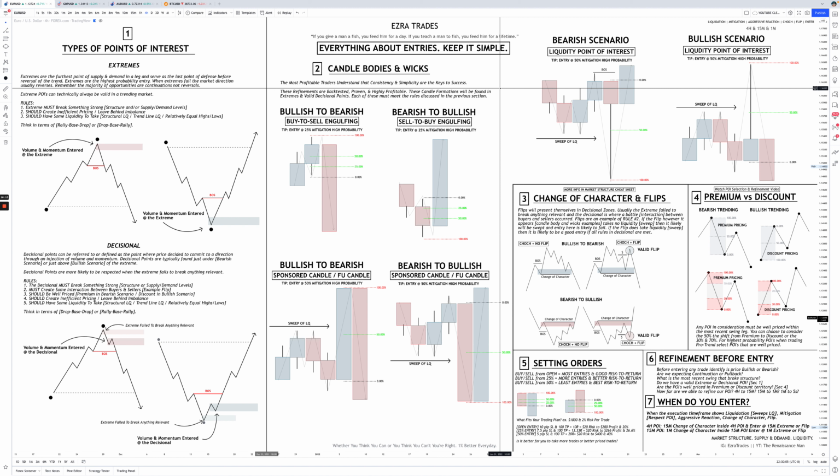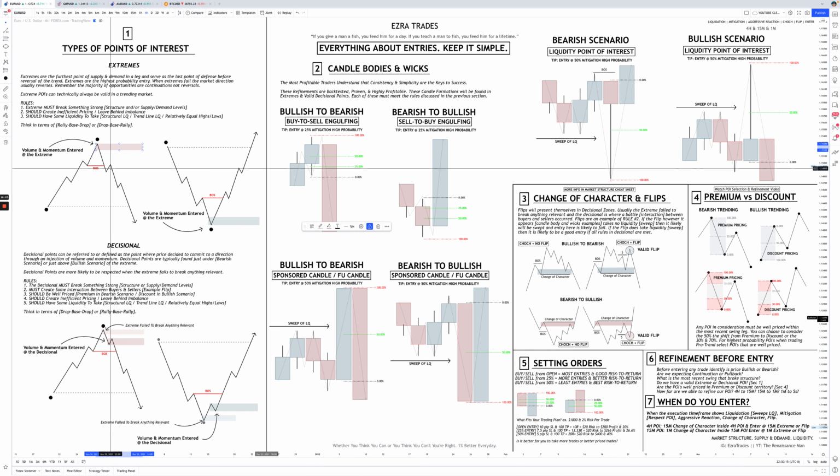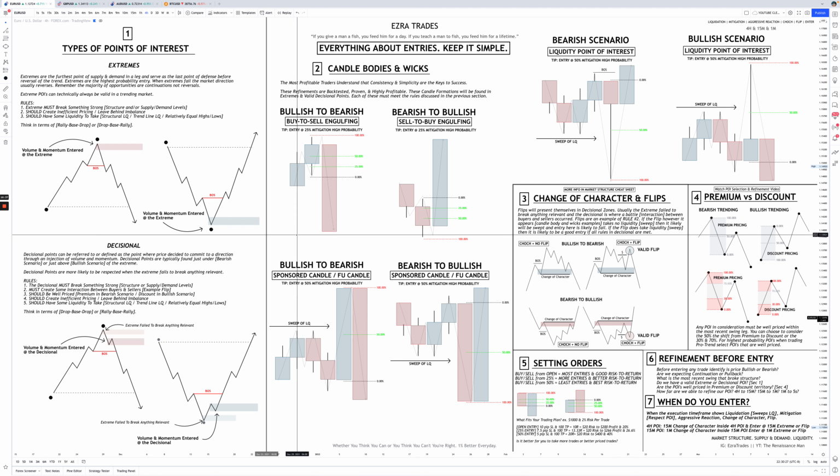So once you've taken a look at a swing leg, right, and you've determined which point of interest could be the one that makes sense, right? Which one, for example, broke something relevant? Which one had an interaction? Did it leave behind inefficient pricing? Is there some liquidity to take before we come back to that POI? Those are important questions to ask yourself. Now the question is, when you look at that area or you refine it down, what are you looking at? These are candle bodies and wicks.